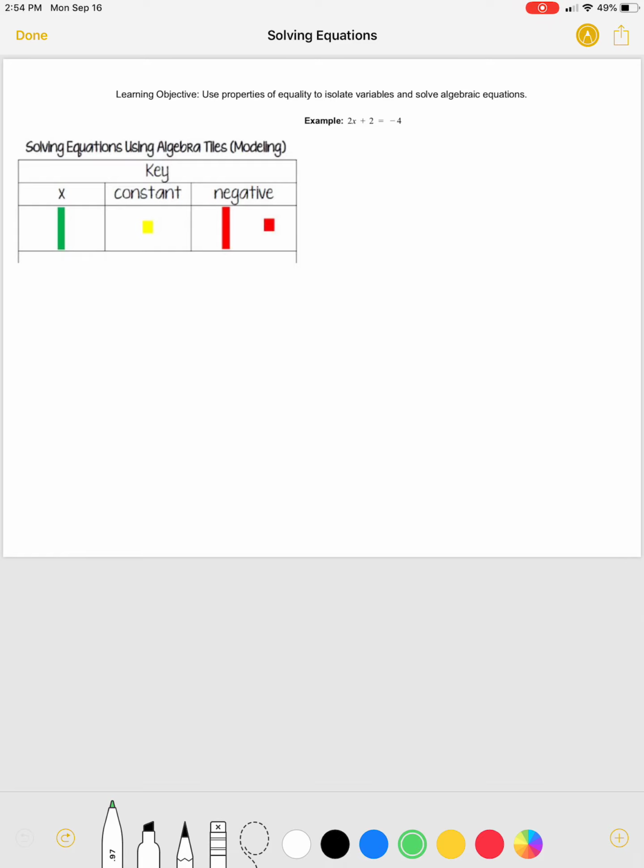So before we represent it as algebra tiles, let's just rewrite it in each color. So 2x is represented in green, plus 2 is positive, and it's a constant, so we'll write that in yellow. And it equals negative 4, which is also a constant, but it's negative, so we write that in red.